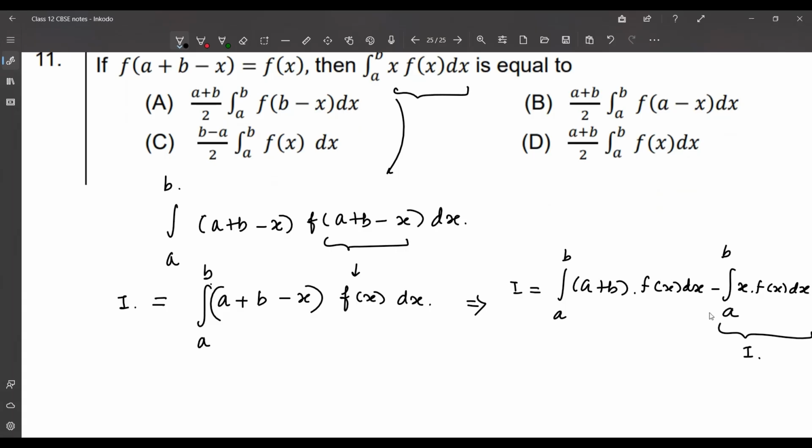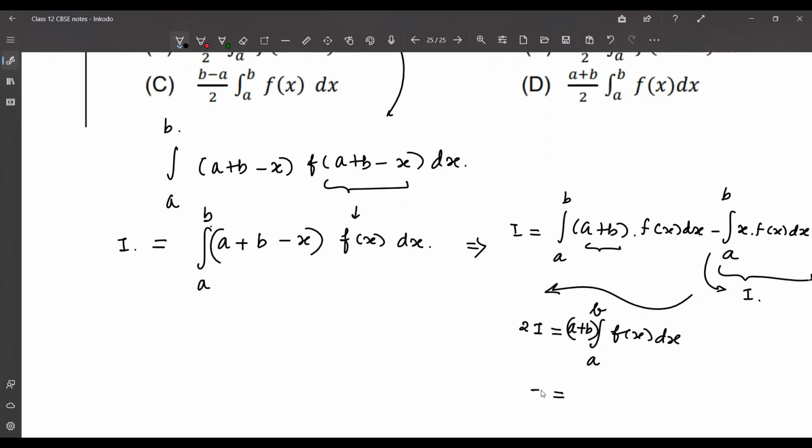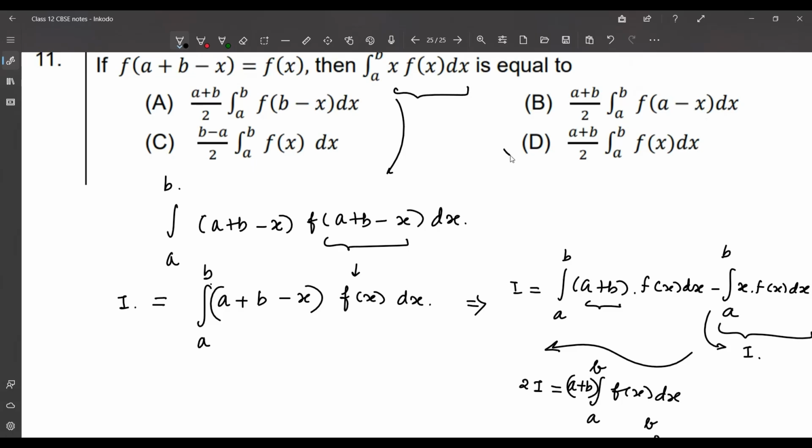So I'm bringing this term to the left hand side. It becomes 2I, which is equal to integration a to b, and I can take this a plus b common outside because it's a constant, f of x dx. So if you observe, I is equal to a plus b, the whole divided by 2, integration a to b f of x dx. So the matching option would be a plus b by 2, a to b, f of x dx. Option D is the correct answer.